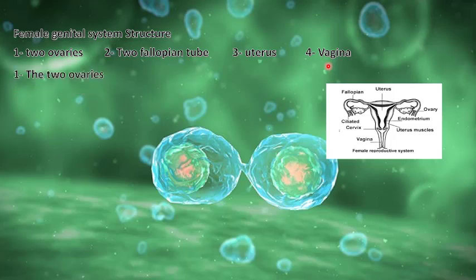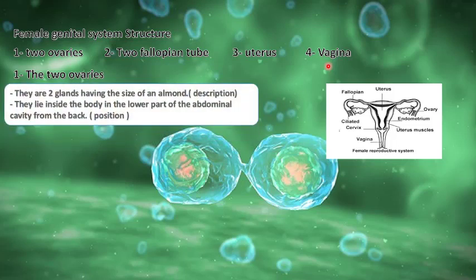Number 1, the 2 ovaries. They are 2 glands having the size of an almond. They lie inside the body in the lower part of the abdominal cavity from the back.